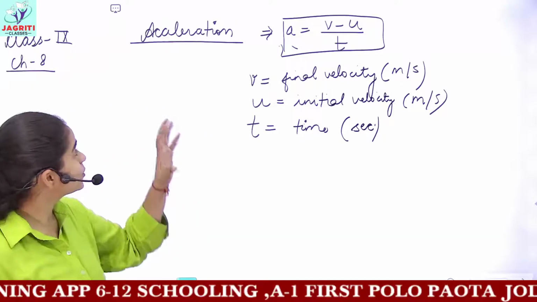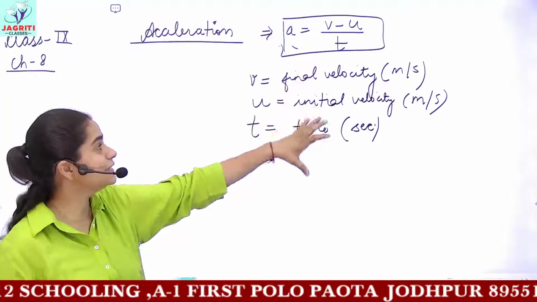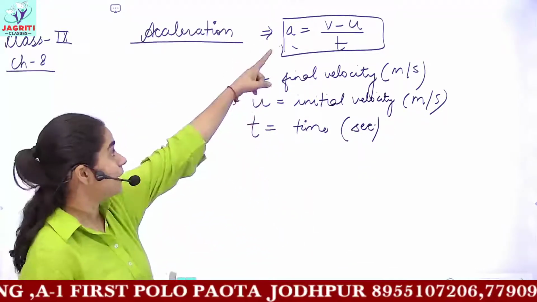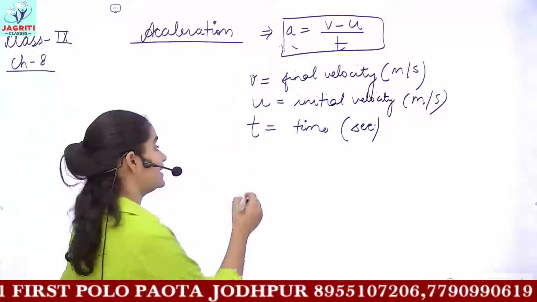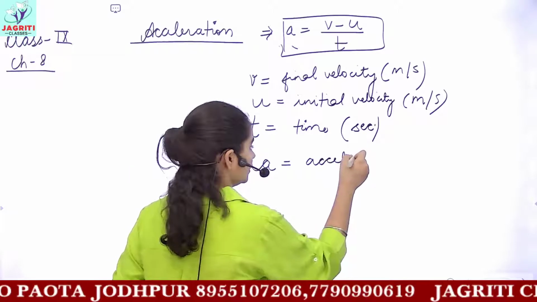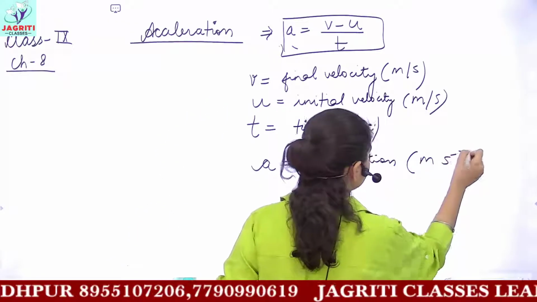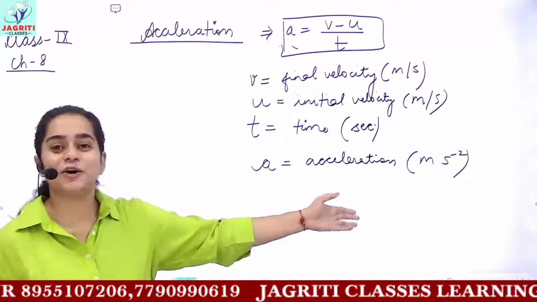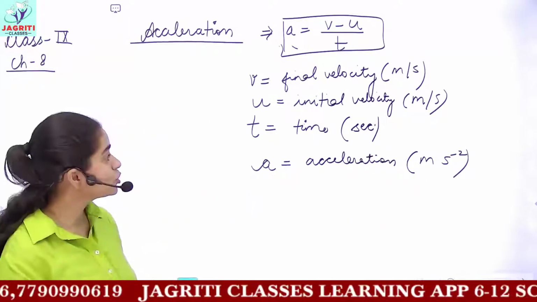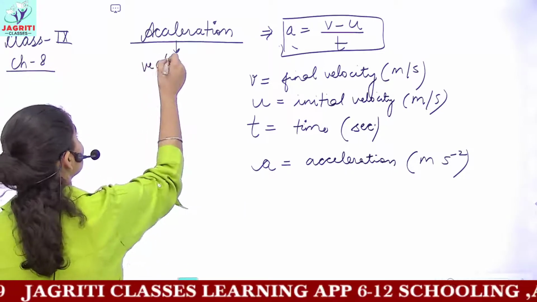So for calculations, that is for solving numericals, you need these velocities and time in their SI unit. Then you would get the answer for acceleration in SI unit, that is acceleration would come out to be in meter per second square, which is the SI unit of acceleration. Now this we have already discussed. Then we have also discussed, okay, we'll write it down again. Acceleration is a vector quantity.